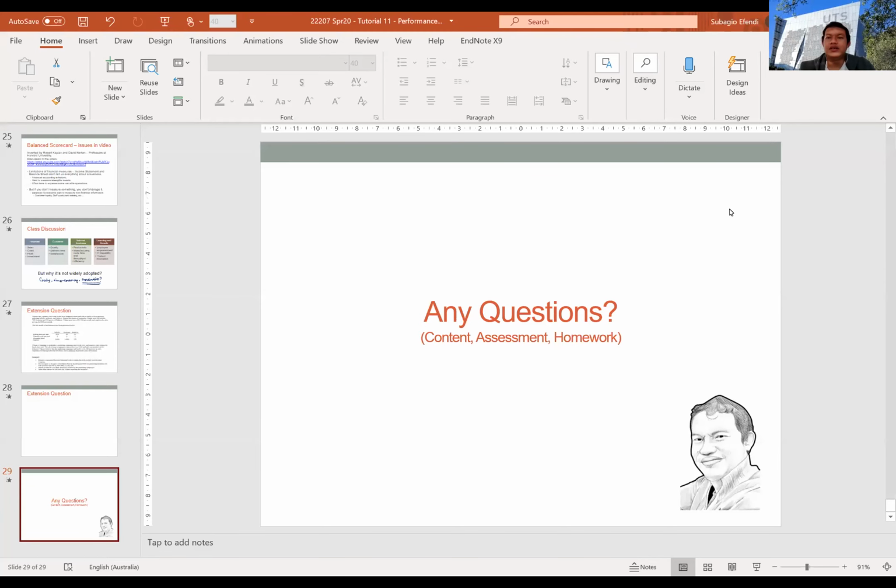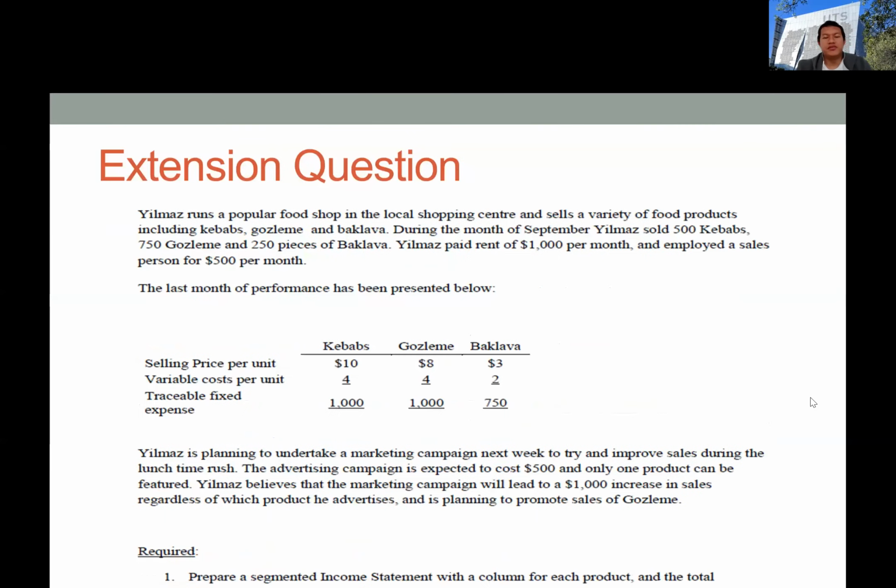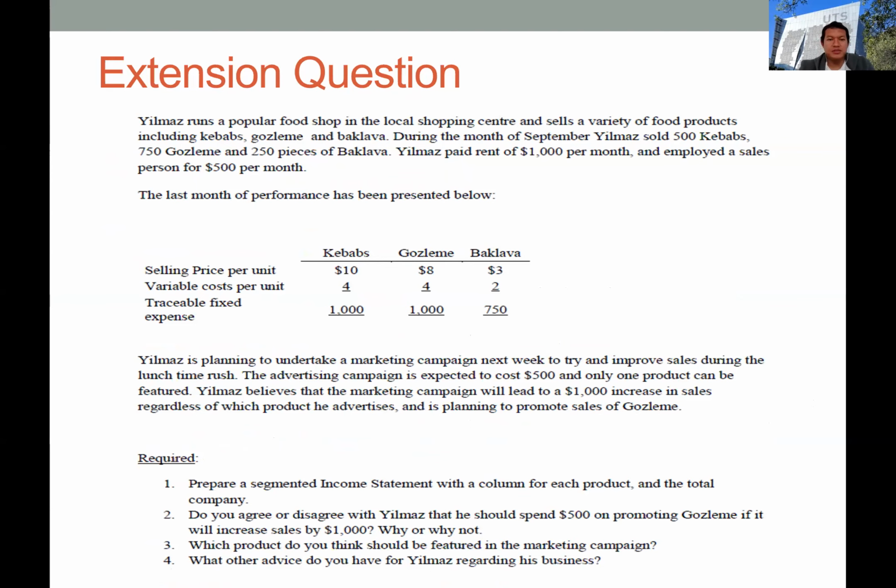Okay, so in last week's tutorial, we haven't discussed this extension question. I think this question is quite interesting. So I want to start today's tutorial by discussing this question. Okay, so back to the performance management system topic.